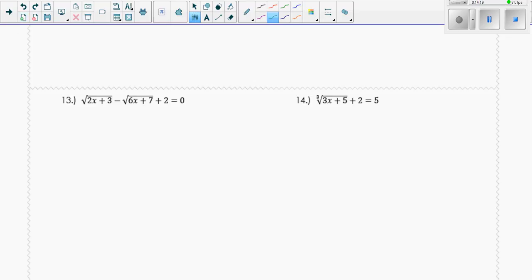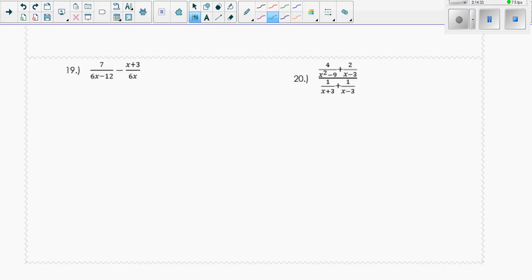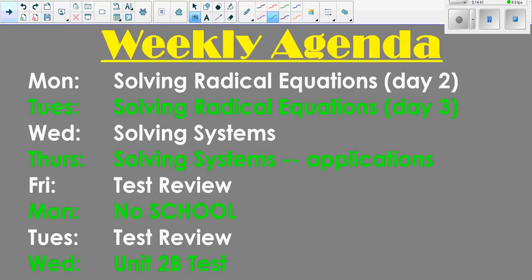It does take time by the time you write out your algebraic steps, by the time you check your answers, all that. Okay, and then I did put the last page, which is review, so some order of operations, some adding, multiplying, dividing, some subtracting, and then some complex fractions. Okay, and then tomorrow we'll talk again about pretty much everything.